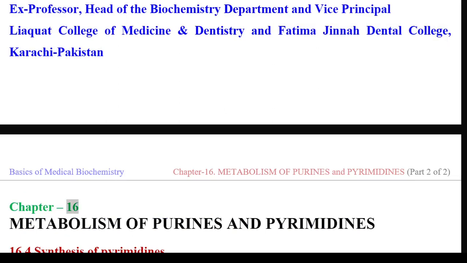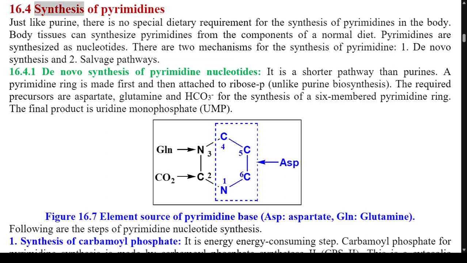Chapter 16. Metabolism of Purines and Pyrimidines. 16.4 Synthesis of pyrimidines. Just like purine, there is no special dietary requirement for the synthesis of pyrimidines in the body. Body tissues can synthesize pyrimidines from the components of a normal diet. Pyrimidines are synthesized as nucleotides. There are two mechanisms for the synthesis of pyrimidine: one, de novo synthesis, and two, salvage pathways.